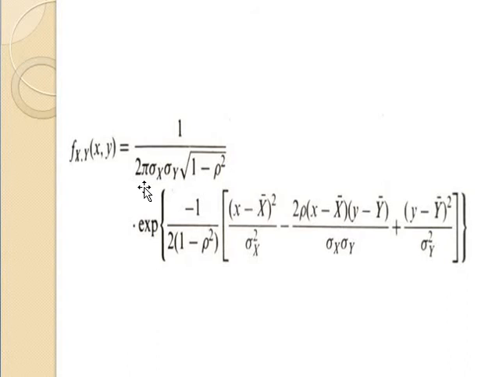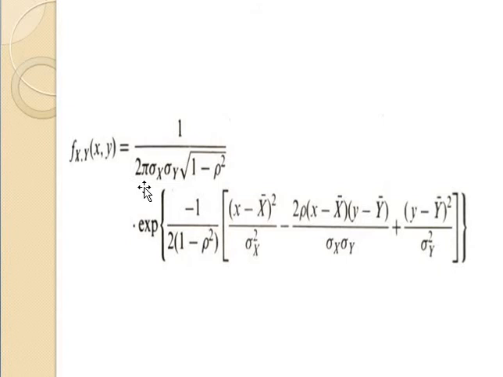Any k-dimensional marginal density function can be obtained from the n-dimensional density function by integrating over x of k plus 1 to x of n. The conditional density function of X1 to Xk is always equal to the conditional density function discussed before in the earlier chapters.